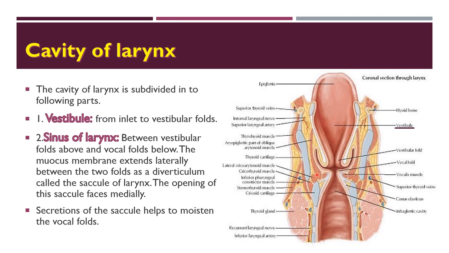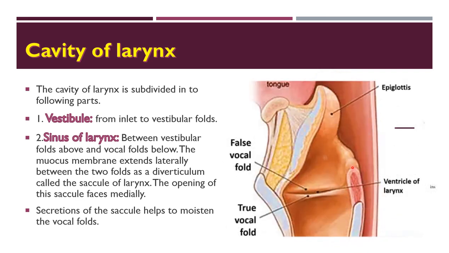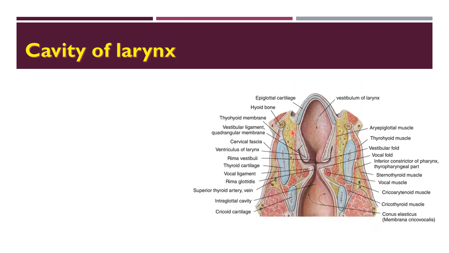Okay, so that is mainly about the saccule of the larynx. Here you are able to see the ventricle or the sinus of the larynx, which is bounded above by the vestibular fold and below by the vocal fold. If you go laterally, you will come across the saccule of the larynx as a mucus outpocketing.